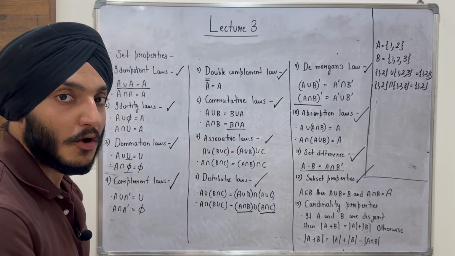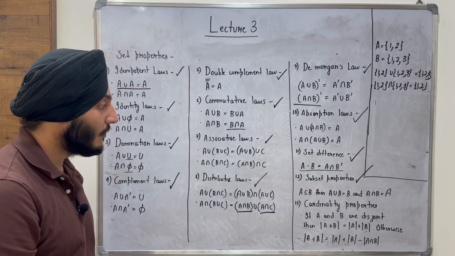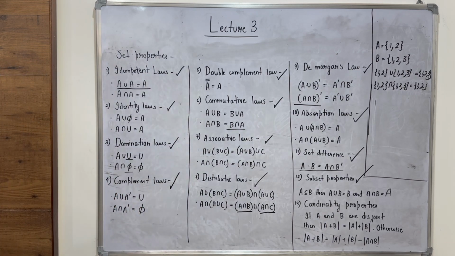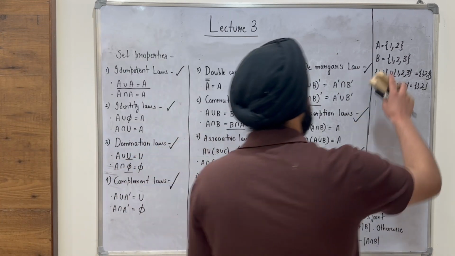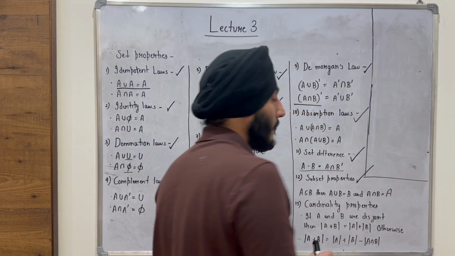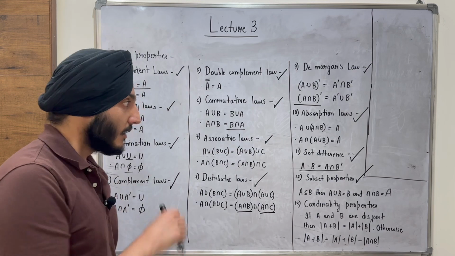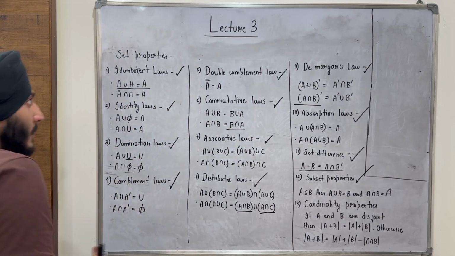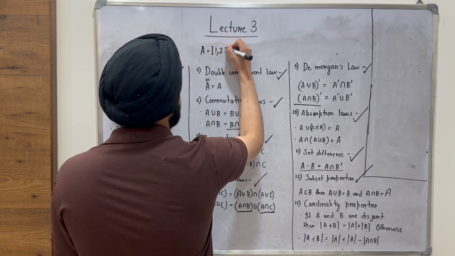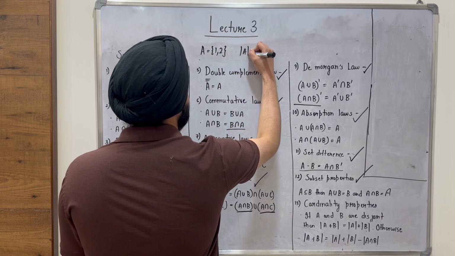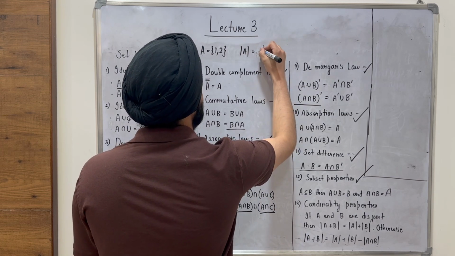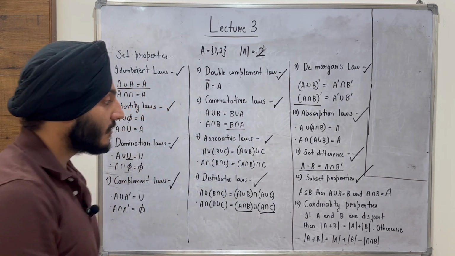Moving on to the last property, I think this has been a long video by now. The cardinality properties. So I'll try to revise what is the cardinality once again. It's basically the number of elements, the number of distinct elements in a set, right? So for example, if A equals, let's say, {1, 2}, then the cardinality of A is going to be just 2 over here. I hope that makes sense, right?